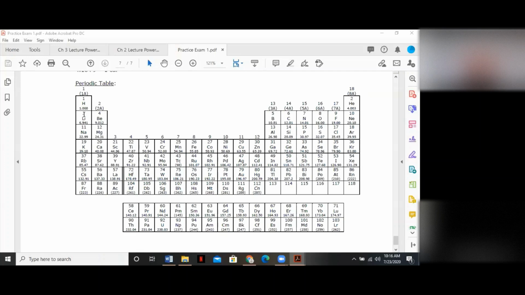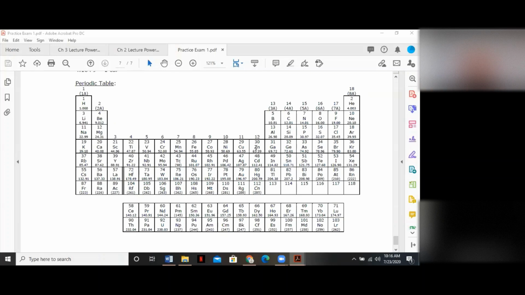Lithium has 3 protons and 3 electrons. Zinc has 30 protons, 30 electrons. So it's important that we understand that for every single neutral element, the number of protons should equal the number of electrons. They cancel each other out, and that's why the atom becomes neutral.